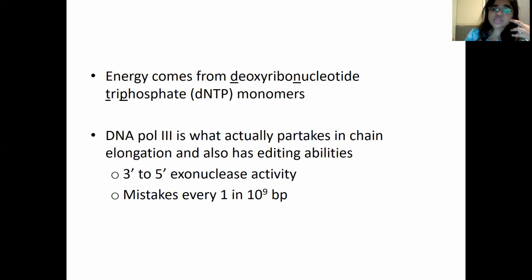Typically, it has a 3' to 5' exonuclease activity because it can go back and fix whatever it needs and then come back. Typically, mistakes happen 1 in 10 to the 9th base pairs. That's a lot going on over there. So it's not too much, thankfully, because if we had a DNA polymerase replicating with more mistakes per base pair, that wouldn't be good, my friend. That will not be good. So thank you, DNA polymerase 3.